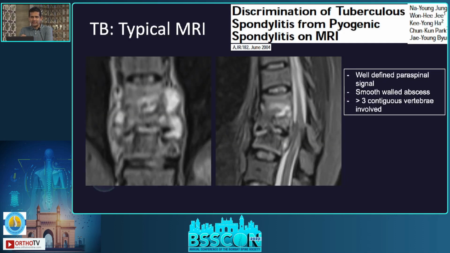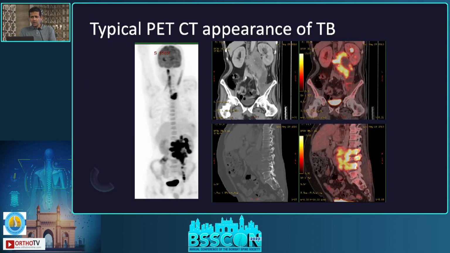So here are some quick examples. When we look at TB, it's classically multi-level disease with end plate erosive changes, usually more than 3 levels, but it can be less, obviously. On PET CT, you'll tend to see this very large metabolically active area.